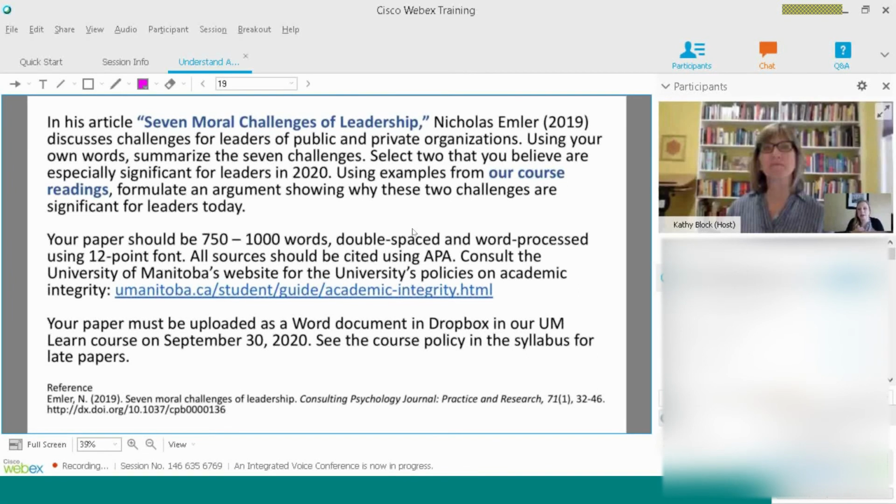For example, in this assignment, we might want to clarify how long the summary section should be versus the argument section, right? So maybe the summary section should be the same length as the argument section, or maybe one section should have more kind of priority than the other. And that's a good thing to clarify with your professor.